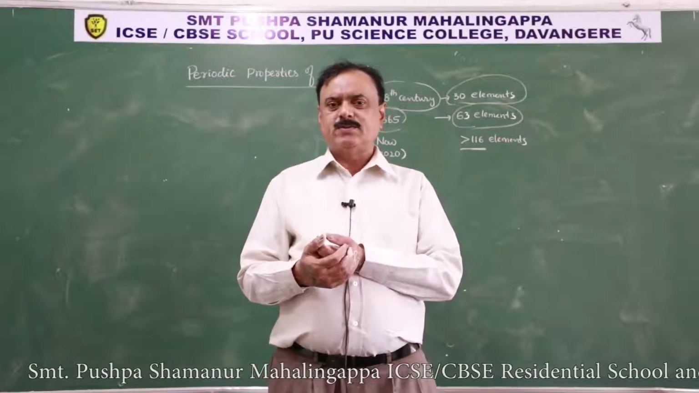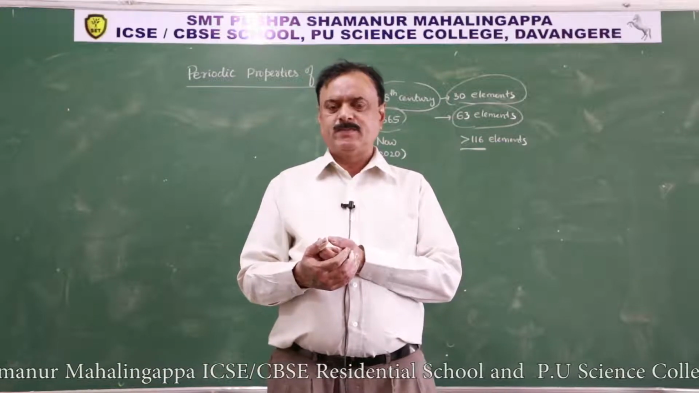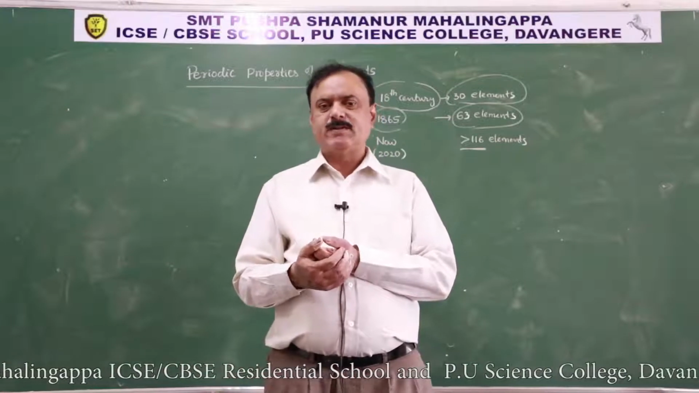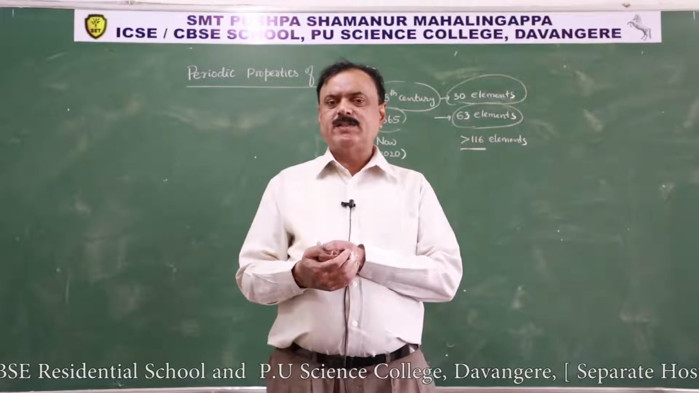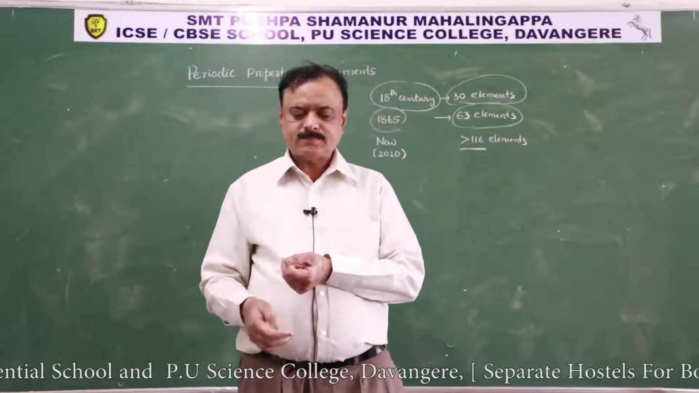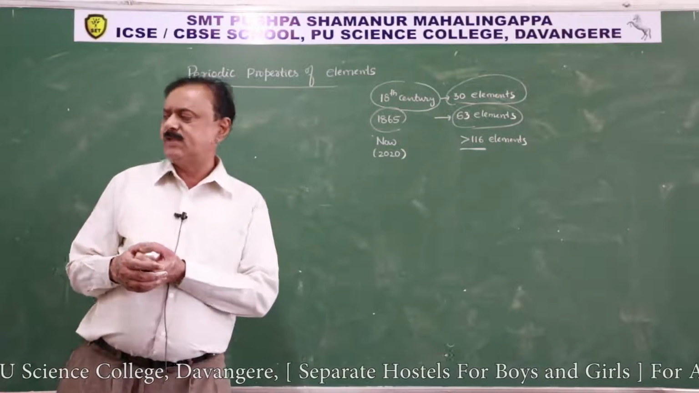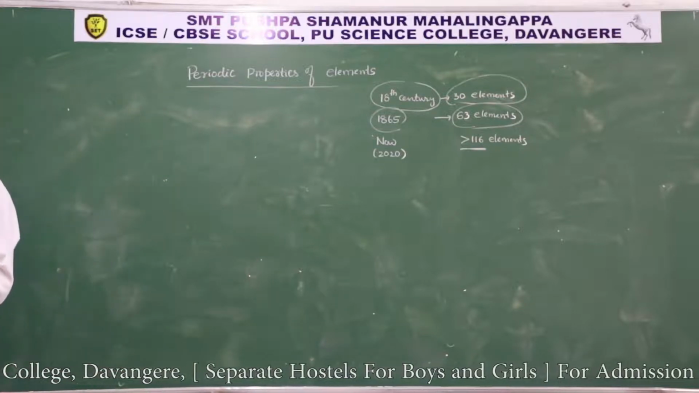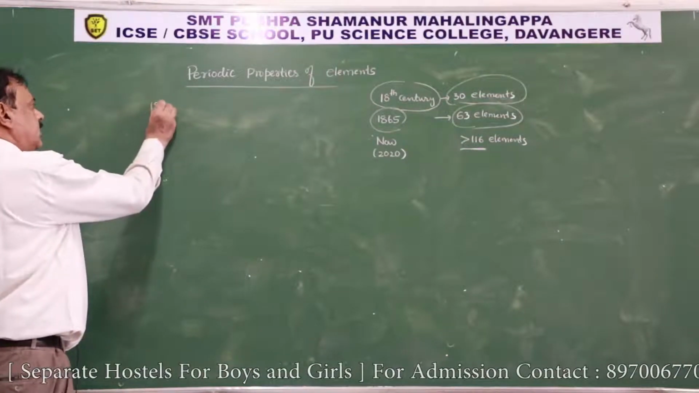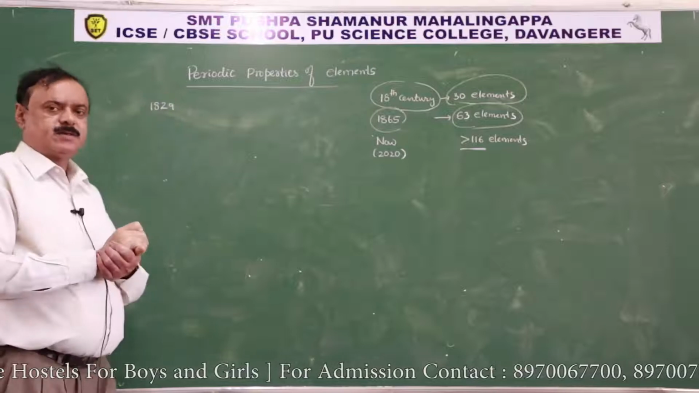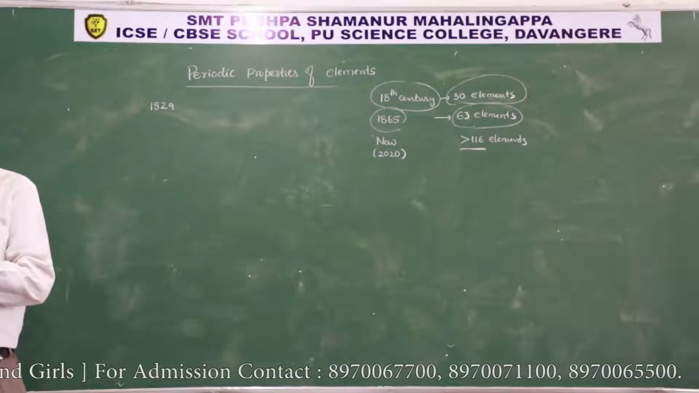Therefore, our objective is to segregate the elements that possess the same property, either with respect to the atomic number, the atomic mass, or the electronic configuration. Now in the 18th century, when the 30 elements were discovered, in 1829, Dobereiner classified the 30 elements.